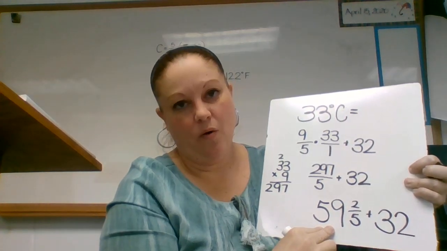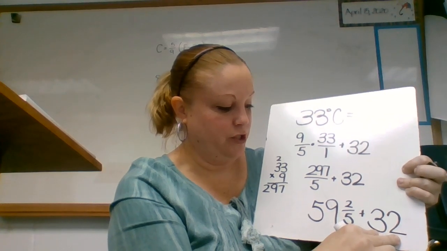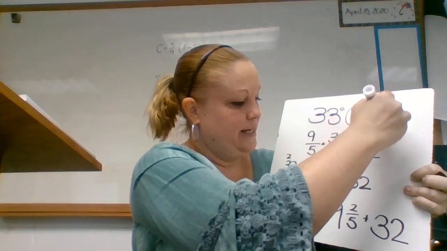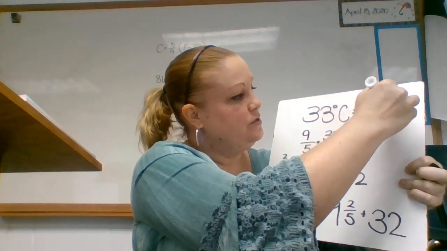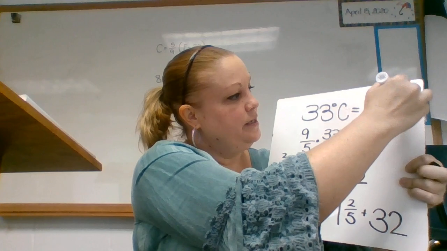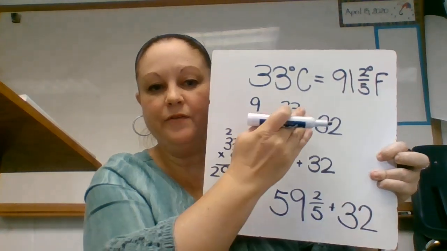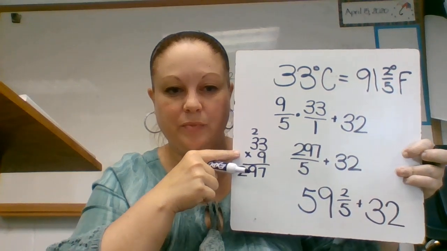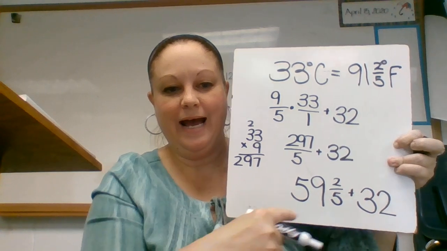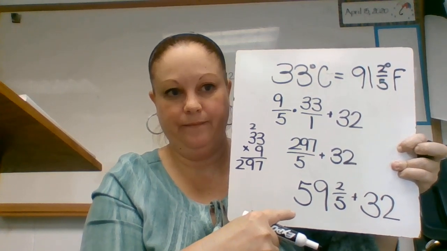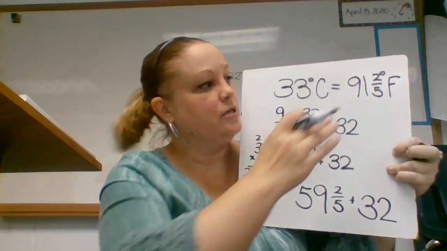We know we can add the whole numbers very easily and keep the fractions. So 59 plus 32 is going to be 91 and 2/5 degrees Fahrenheit. Okay, so even though we can't cross cancel, we can multiply. We can simplify this to a mixed number and then add the 32 to it.